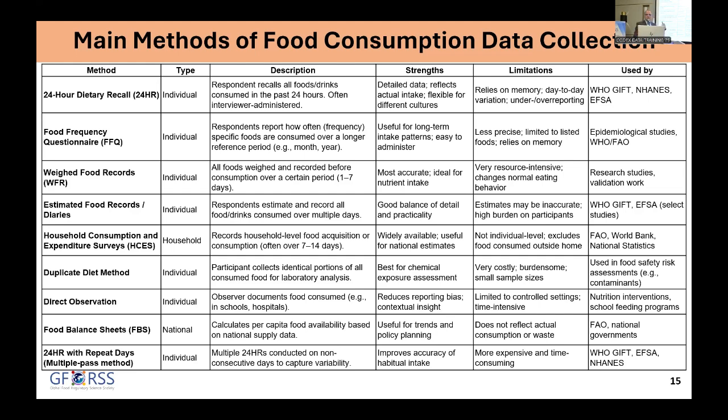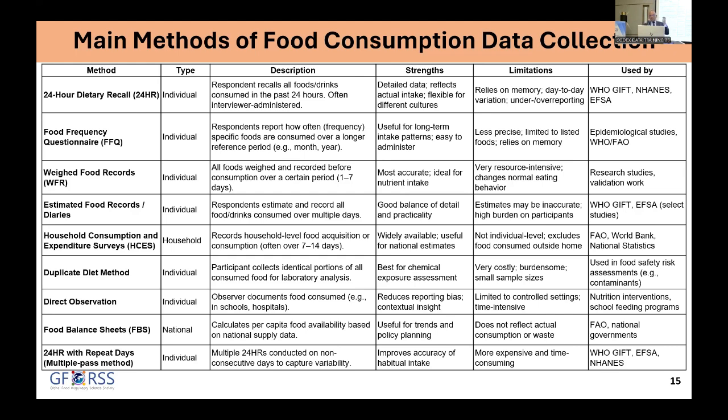Some other methods are more covering long-term intake, such as the FFQ, the Food Frequency Questionnaire. You know that it's more useful and easy to administer because it's based on the frequency of consumption. It's less precise, and it relies more on memory of how much, how often we consume a certain quantity or type of food.